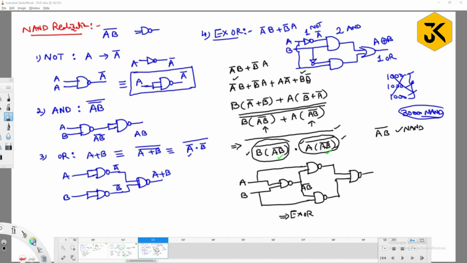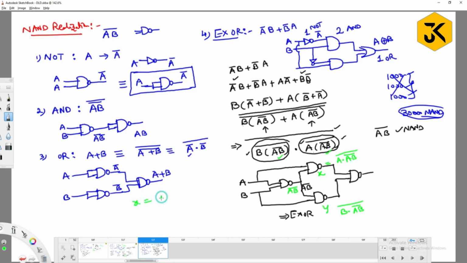If you want, you can solve this expression again. Here you are going to get A B bar, A B bar. Assuming that this has X and this has Y, at X location you are going to get A into AB bar whole bar. At Y location you are going to get B into AB bar whole bar. Guys, if you want you can solve again.